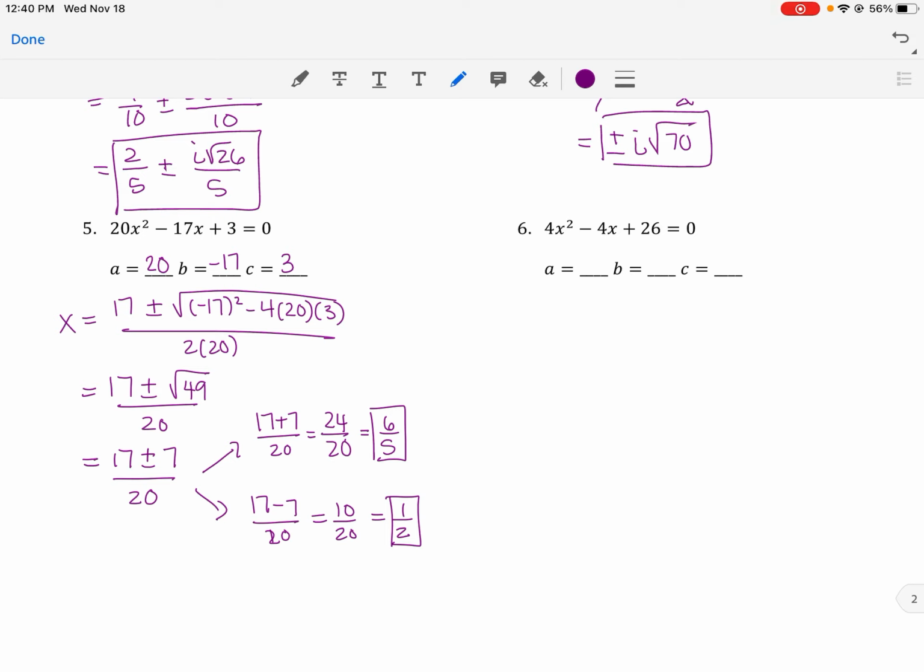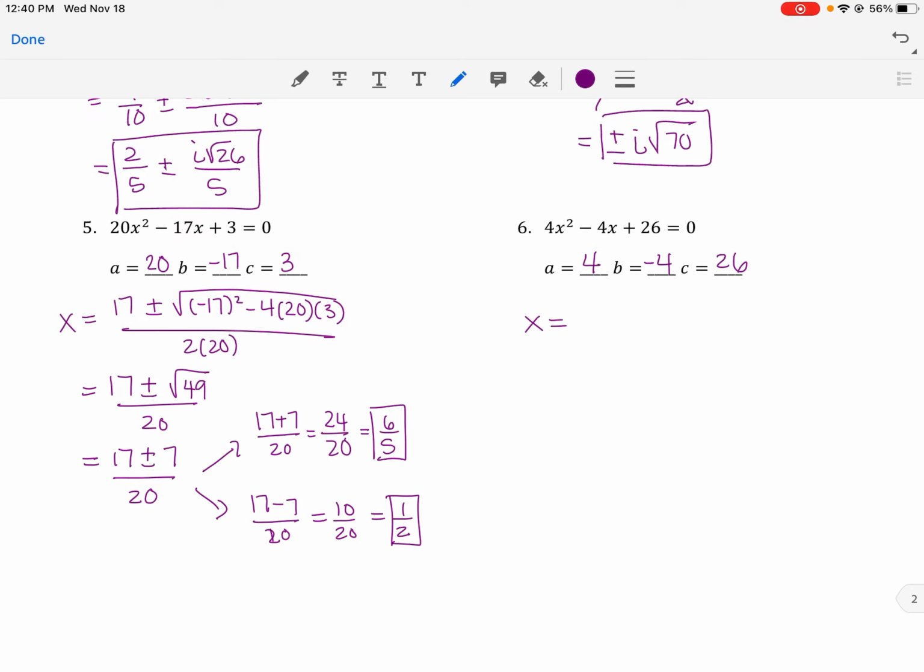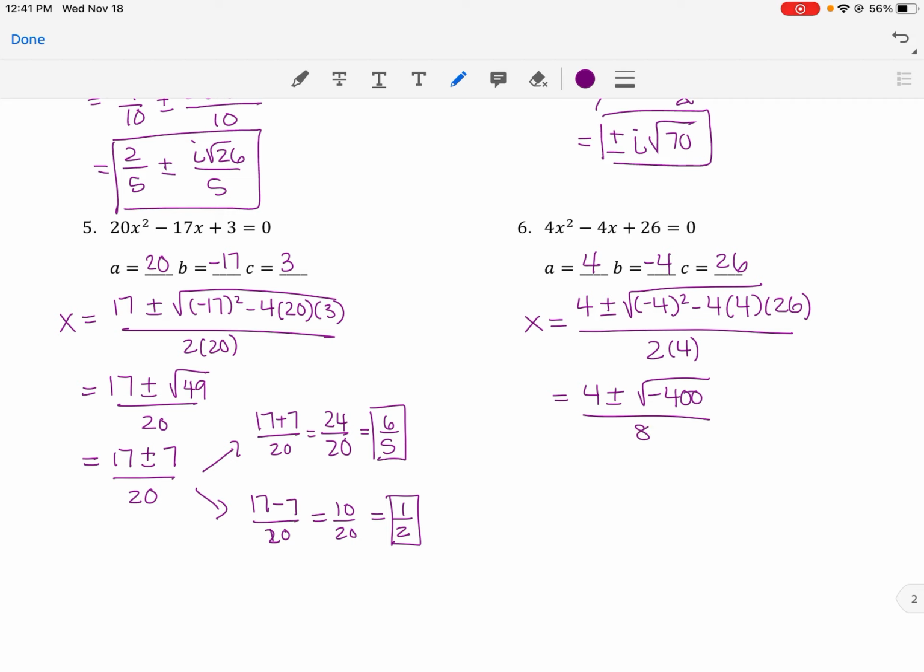Okay, one last one. A is 4, B is negative 4, C is 26, since it's already set equal to 0. So x equals, the opposite of b is a positive 4 plus or minus the square root of negative 4 squared minus 4 times 4 times 26, all over 2 times 4. So you have 4 plus or minus the square root. What do we get underneath the square root? We get the number negative 400, all over 8.